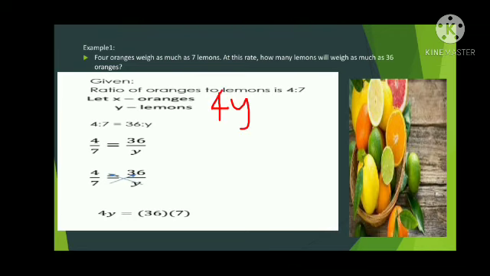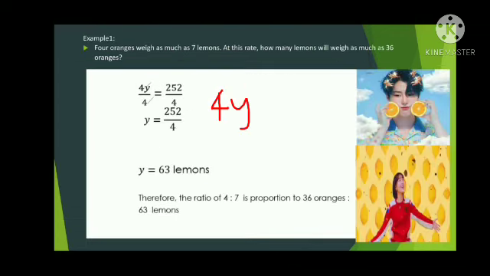So, 4 times y is 4y. And 36 times 7 is how much? That is 252. Okay, that is 36 times 7. We get 252, and equals 4y.